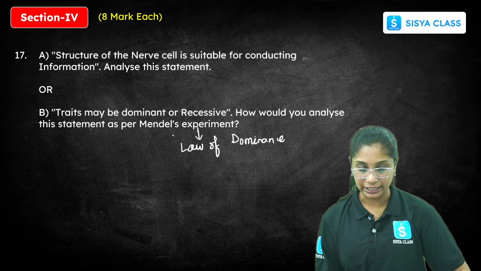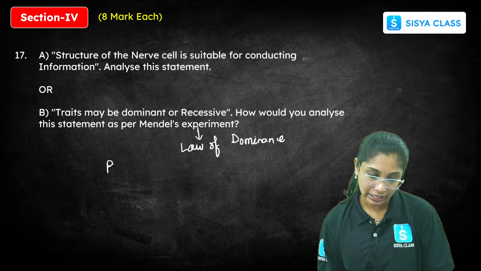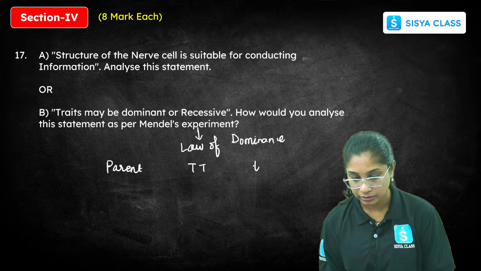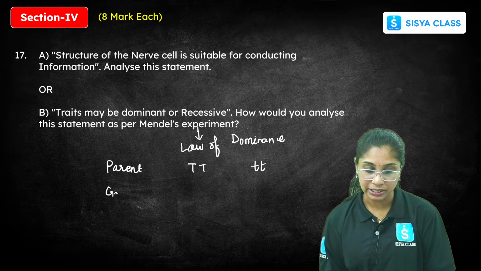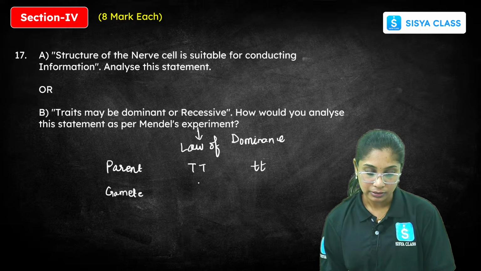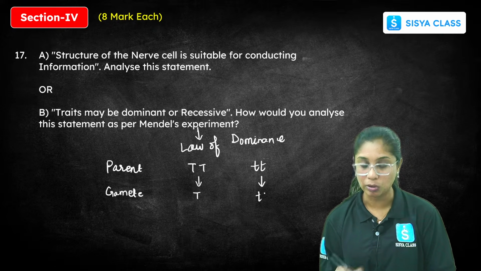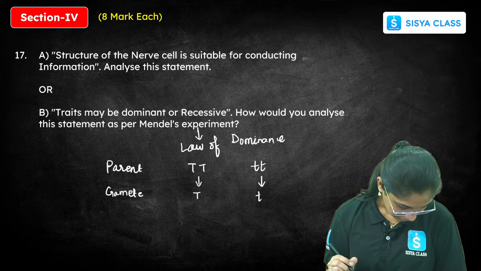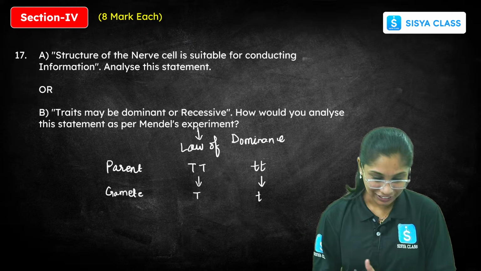So if you see here, let's have one monohybrid cross. Here, let's say we have a pure tall parent. Another parent, here we have pure dwarf. What is the gamete here? Here we have capital T. Here we have small t, right? Yes or no?